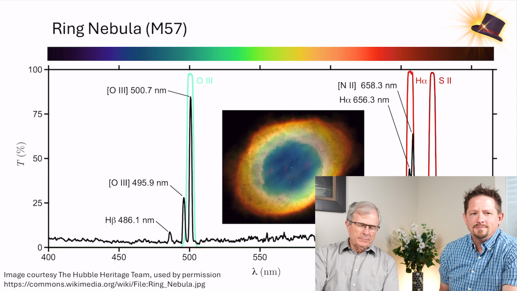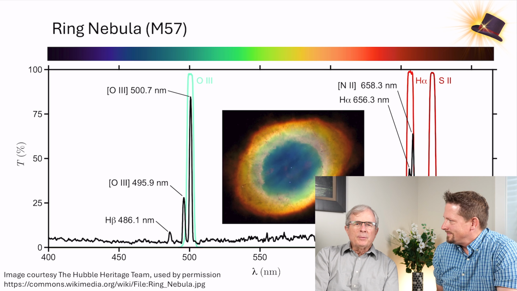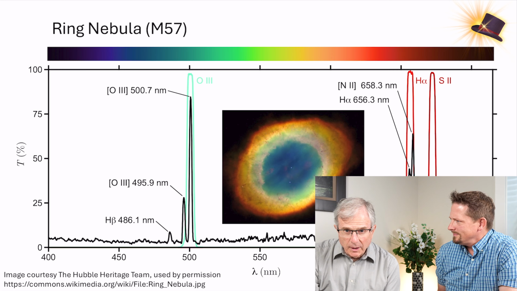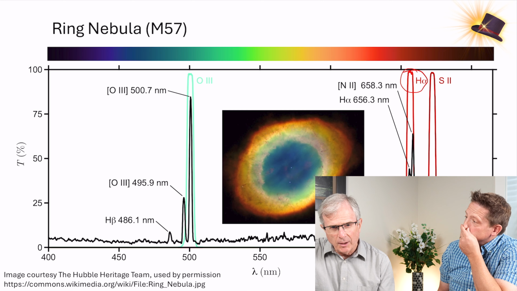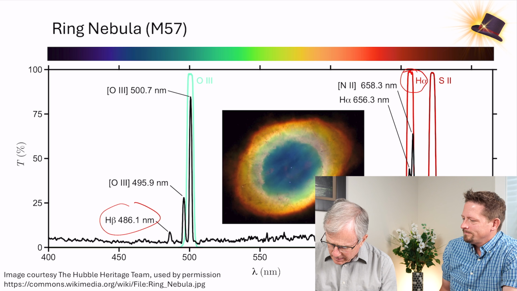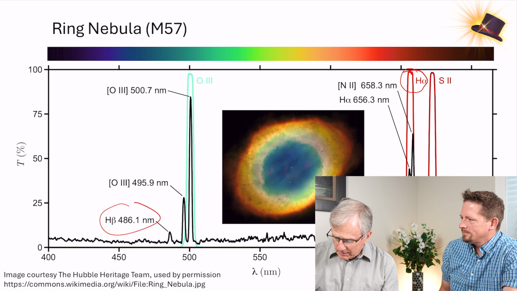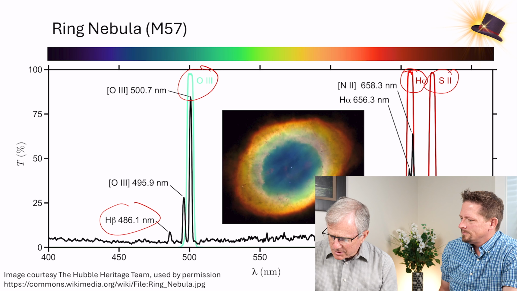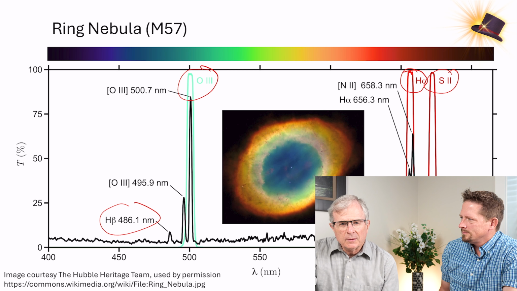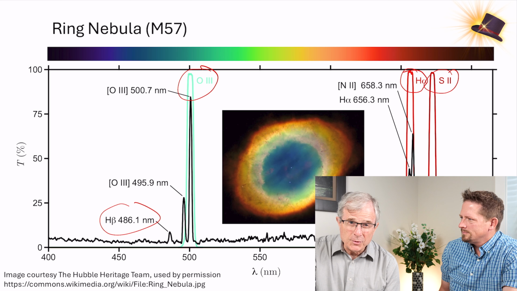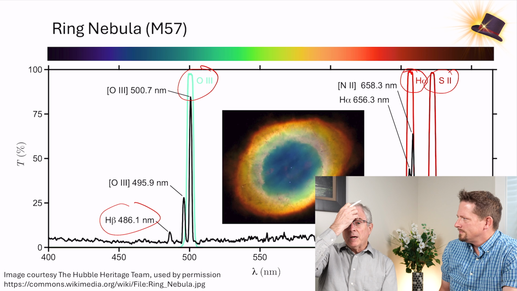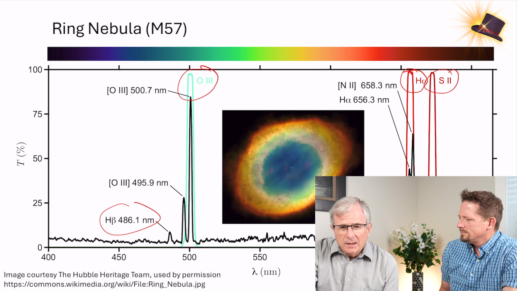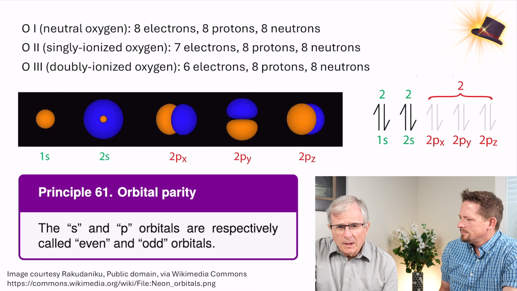So this is a slide that we showed in a previous video of the Ring Nebula. We talked about the hydrogen alpha, beta, and gamma lines, and in this video we're going to focus on the oxygen and sulfur lines. Also, there's a nitrogen line that overlaps with the hydrogen line as well. So that's the focus of this video.